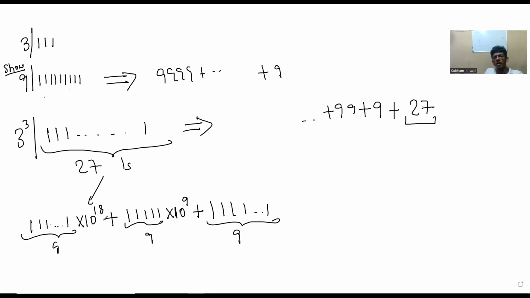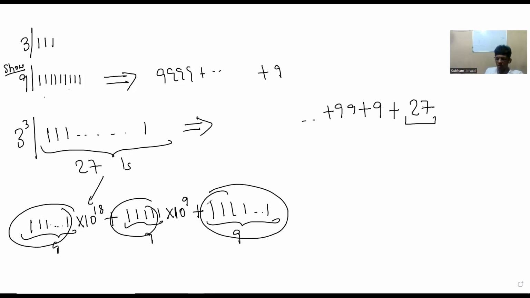N should be divisible by 3. What is the n? No, so far there is no n, right? Don't think about the n. Just see if you can conclude that this quantity is divisible by 27 from the divisibility by 9. So you know that this is divisible by 9, this is divisible by 9, and this is divisible by 9, right? Can you use that? That is the question.